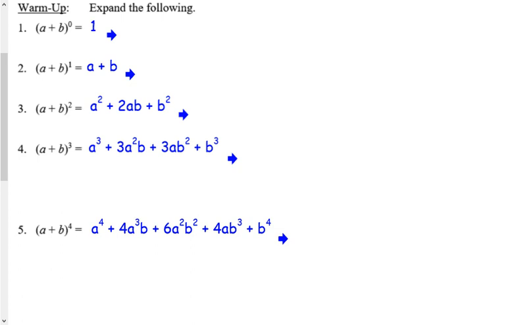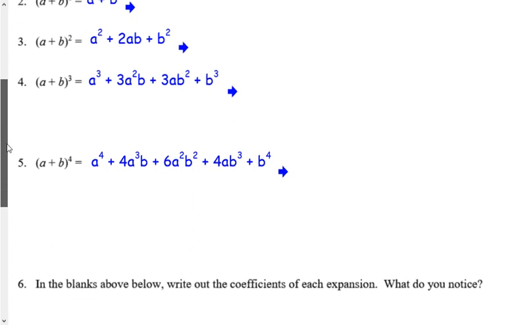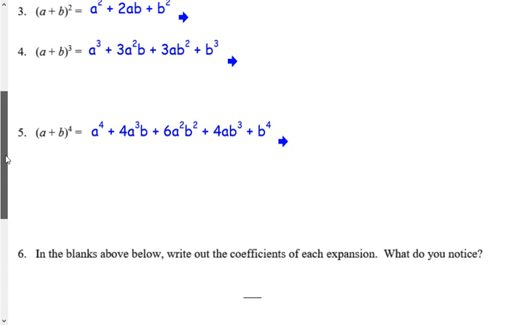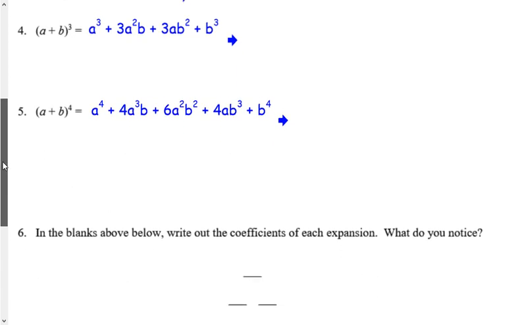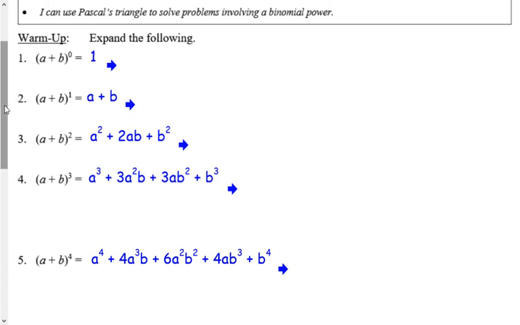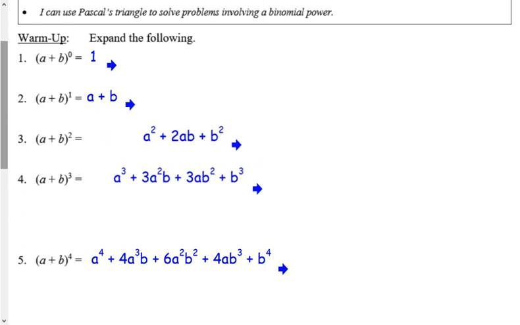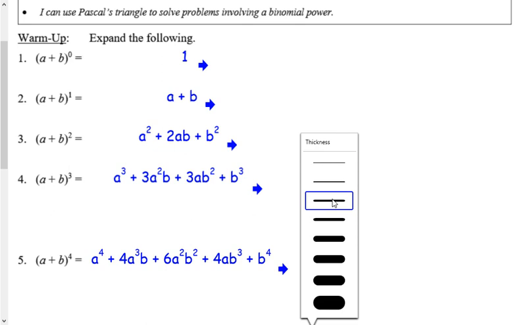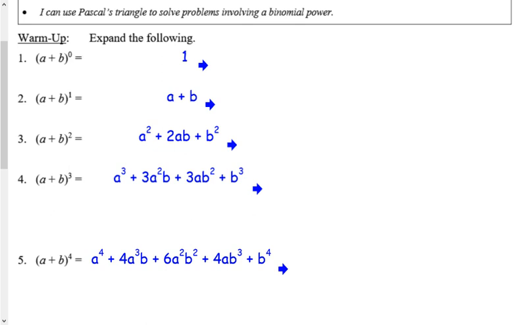So then, as we look down, for number 6, we're asked to fill in the blanks the coefficients of each expansion. So I'm just going to pull things out a little bit here. I'm going to look at the coefficients. So here my coefficient is 1, and then I have a 1 and a 1. And then I have a 1, a 2, and a 1.